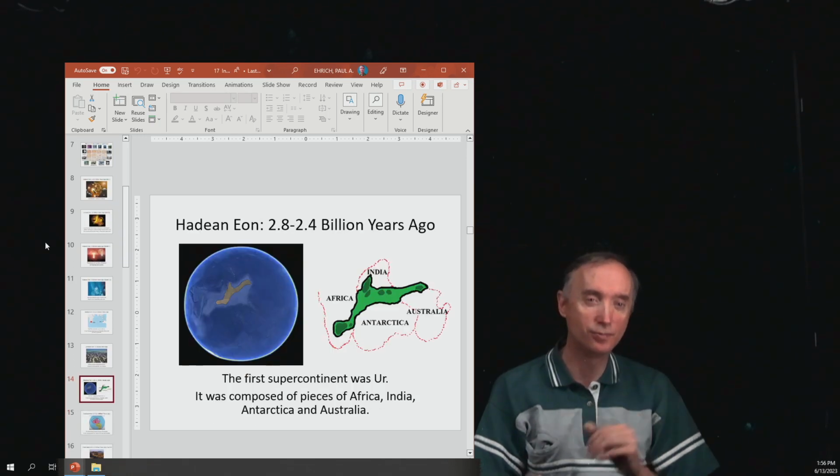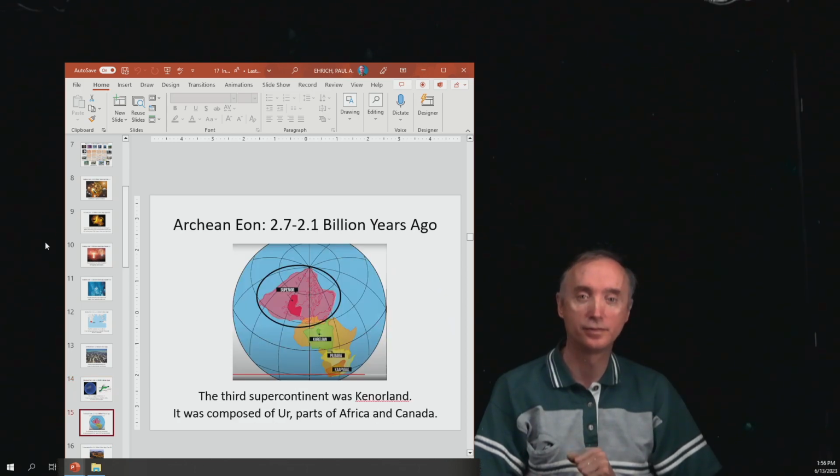Okay, this is another supercontinent. Don't worry about it.